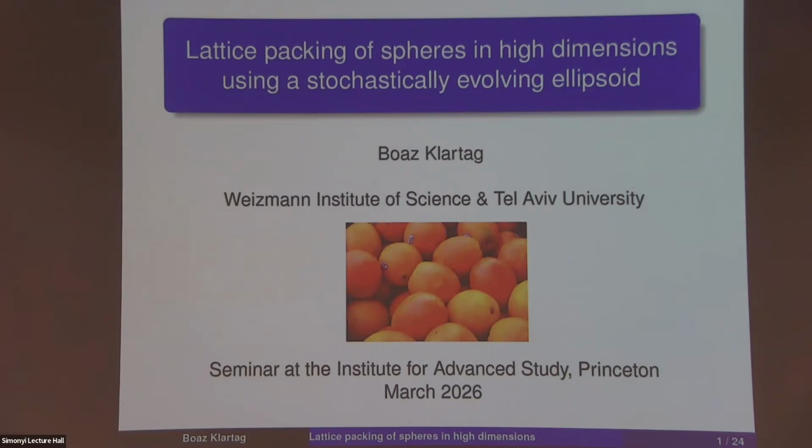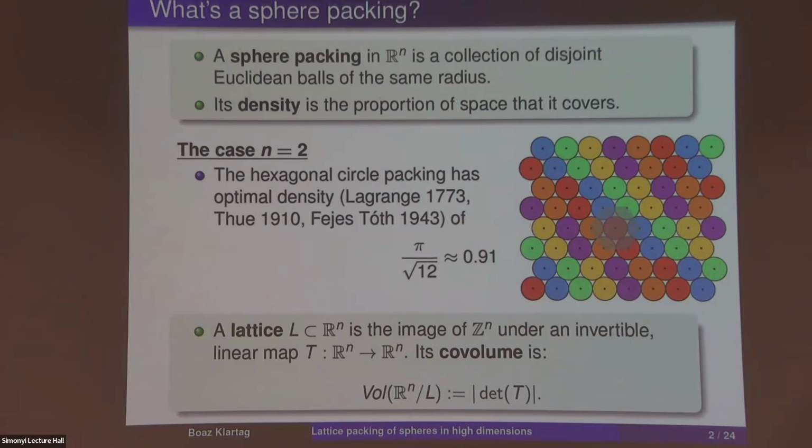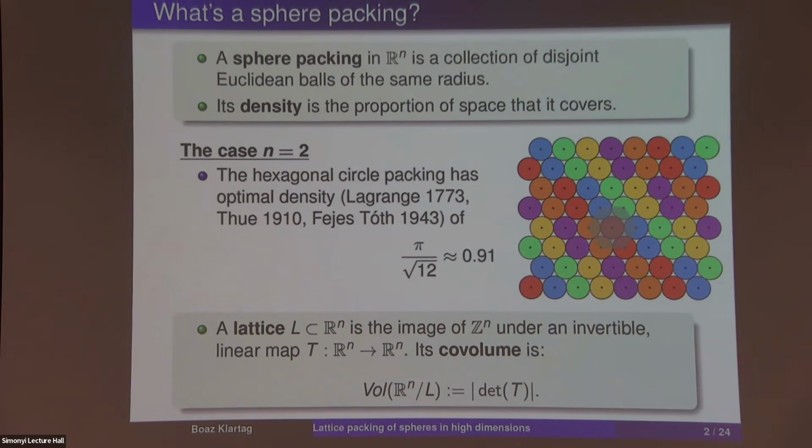Okay. So I'm going to talk about sphere packing. So what is sphere packing? A sphere packing in R^n is just a collection of disjoint Euclidean balls, all of the same radius. In this lecture, you can assume if you want that all balls have radius 1, a collection of disjoint balls of radius 1, and my balls would be open, so without a boundary.